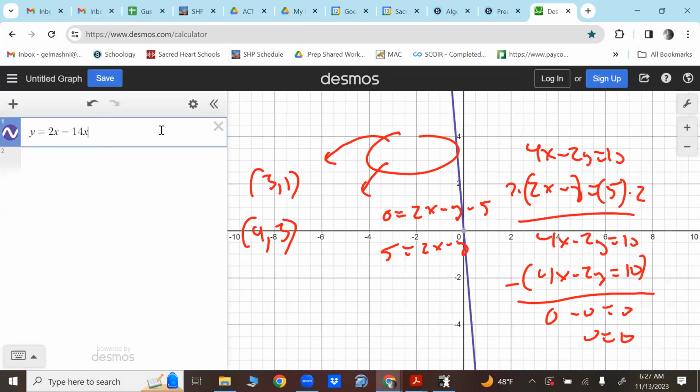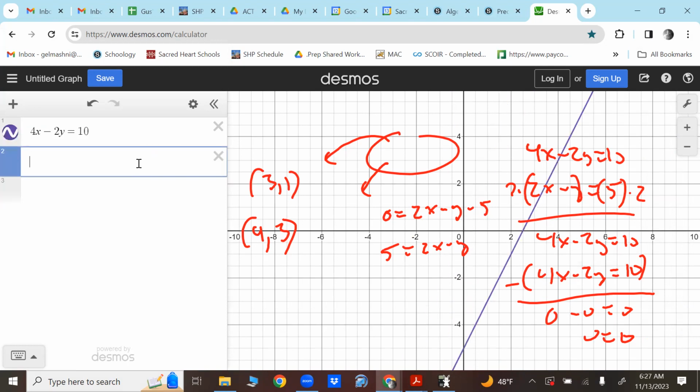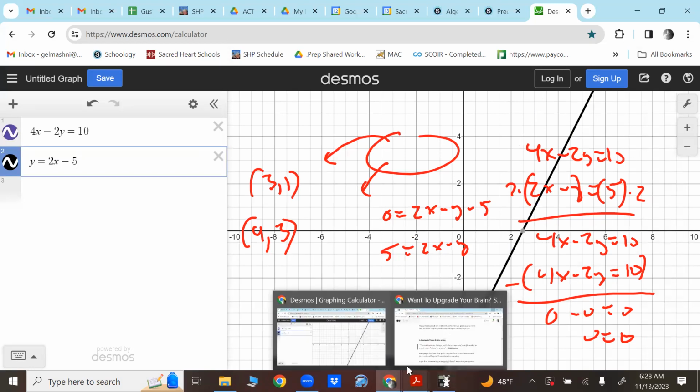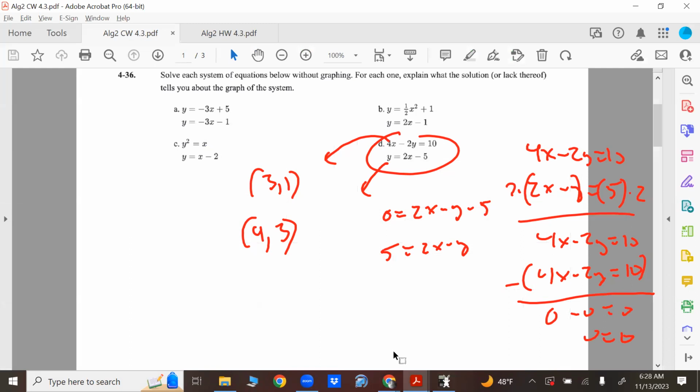Just type it like it looks, 4x minus 2y equals 10. And the other one was, I forgot how it looks, y equals 2x minus 5. Yeah, you see that one line is overlapping the other. So that's infinitely many solutions. And again, the graph confirms the algebraic solution because they're intersecting everywhere. So there's infinite possibilities where they touch. So that's how you want to look at it. So this is infinitely many solutions.